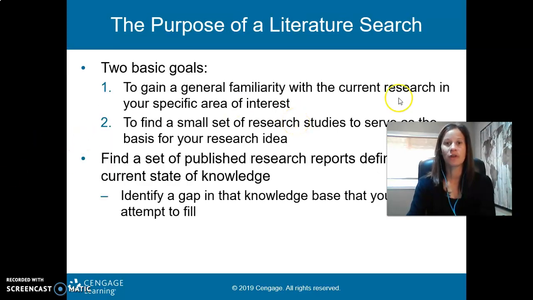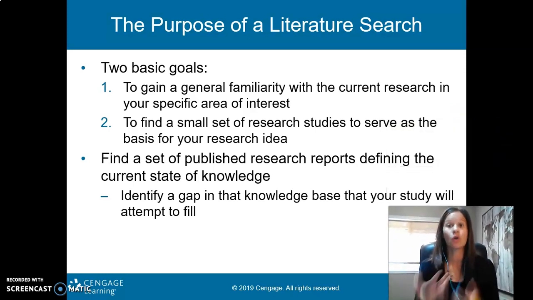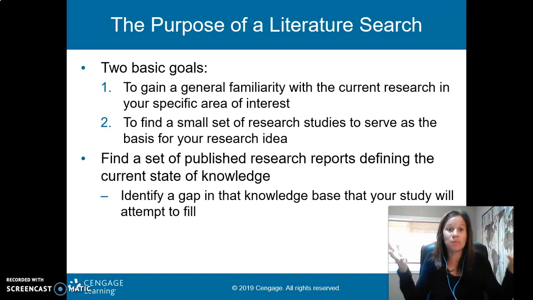All right, so the purpose of our literature search, and we're going to get into this in lab as to how to go about searching the literature, but there are two basic goals when you are looking for your literature. One is to gain a familiarity with the current research in your specific area of interest. So it's basically to get you familiar with what's been done, and who maybe the big names are within this area. And also, once you find a broad idea, now you need to find more relevant research studies that serve your main research idea.